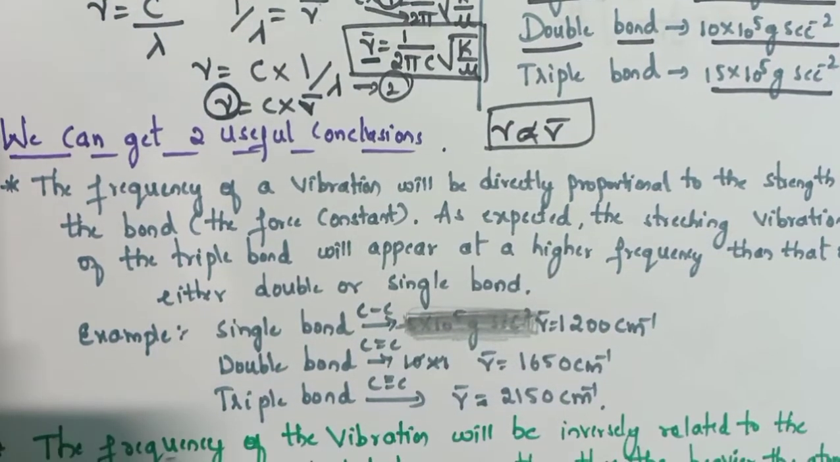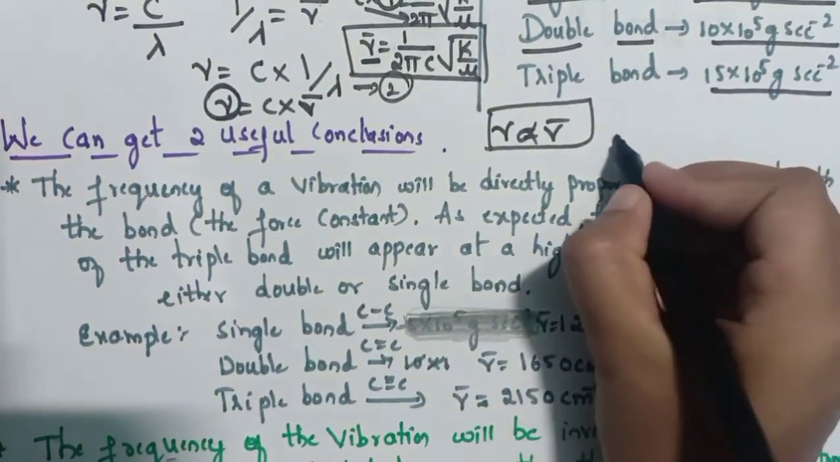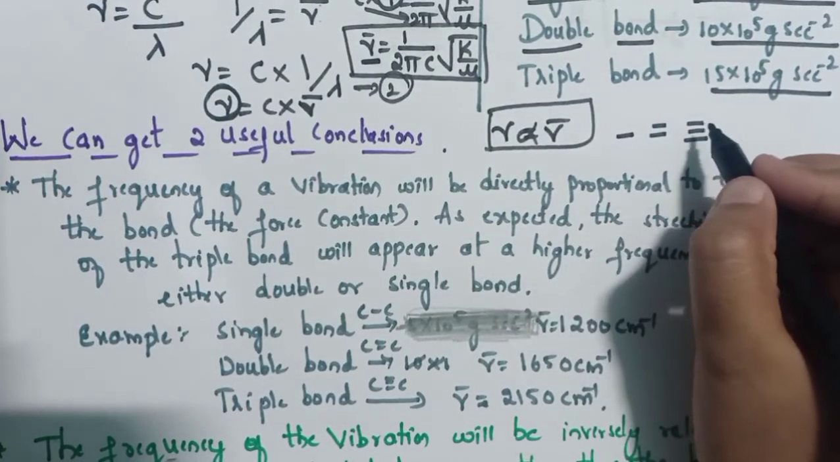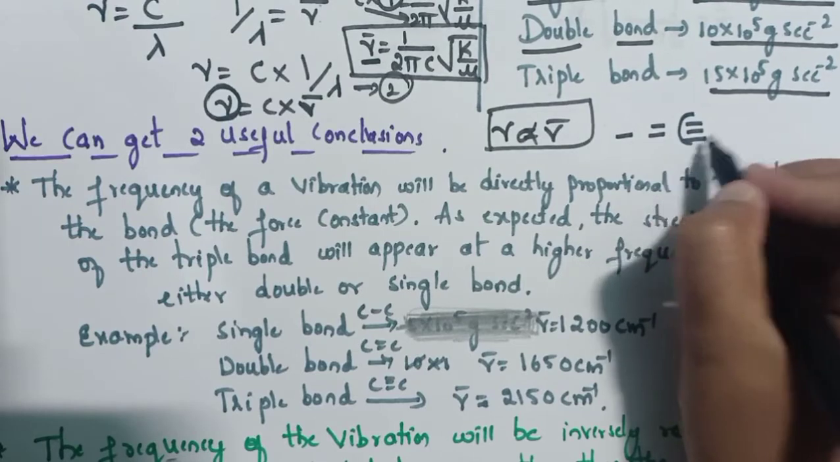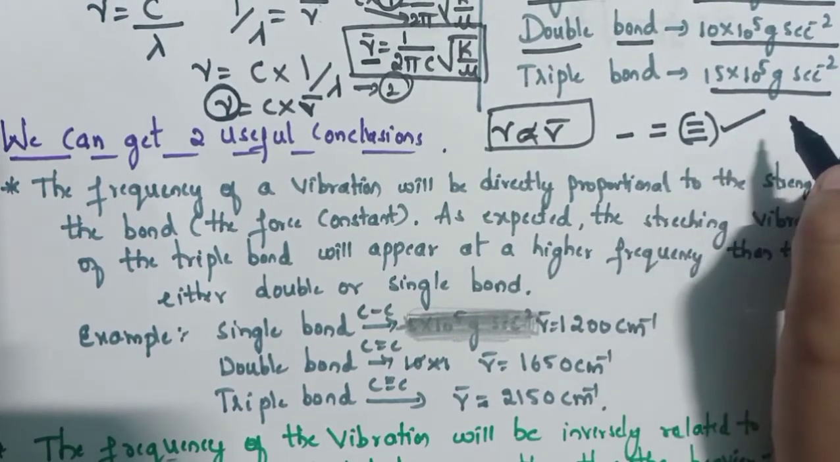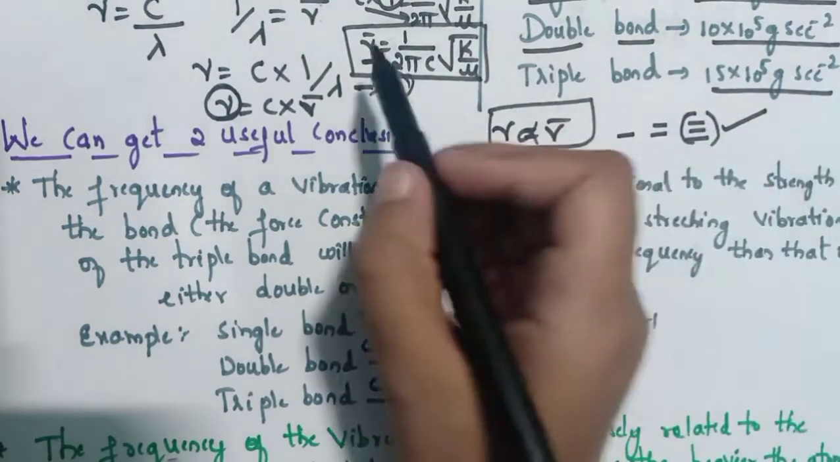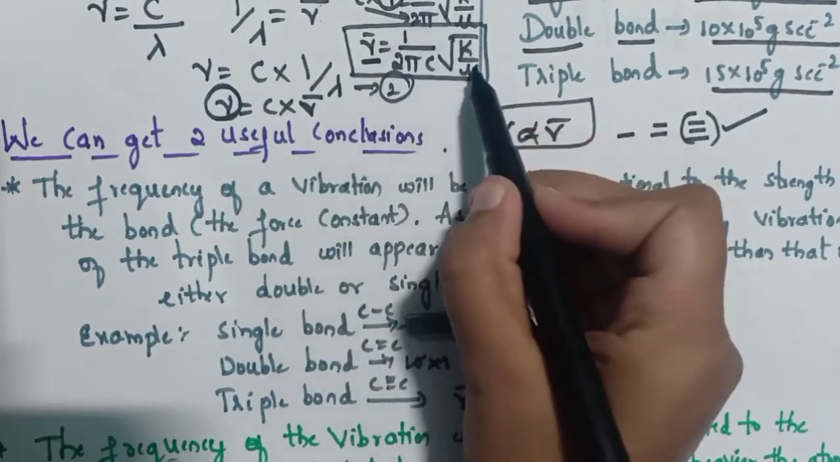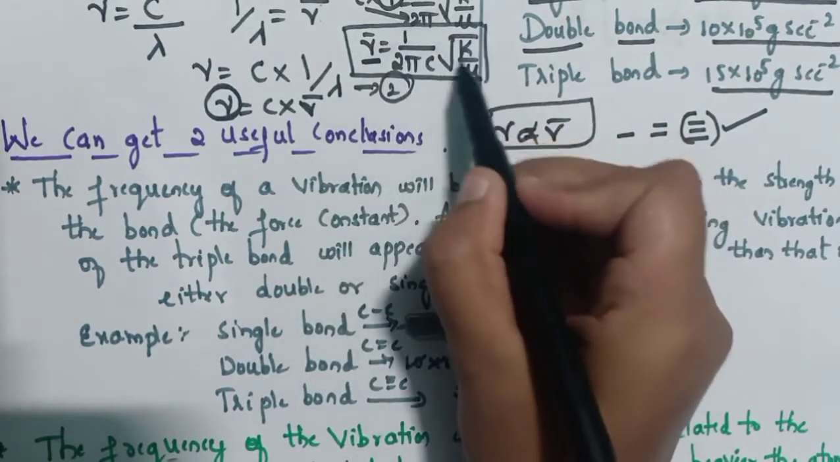See here, among single, double and triple bonds, the force constant is maximum for the triple bond. In this equation we can see that the frequency of vibration is directly proportional to the strength of the bond, that is the force constant.